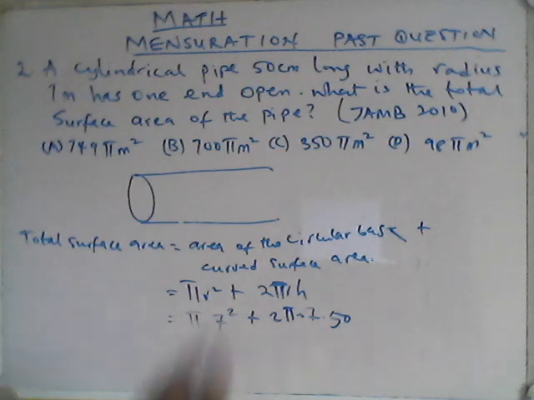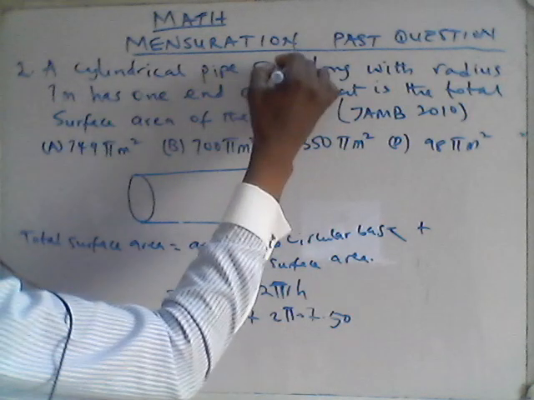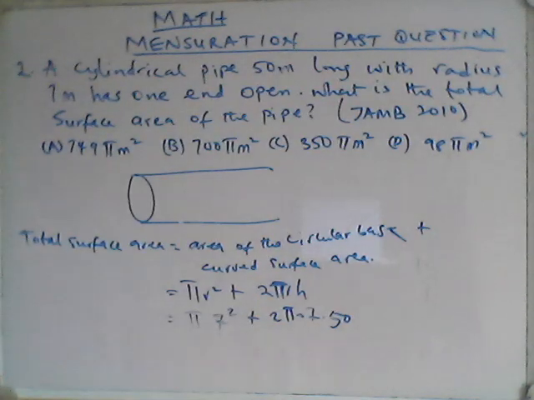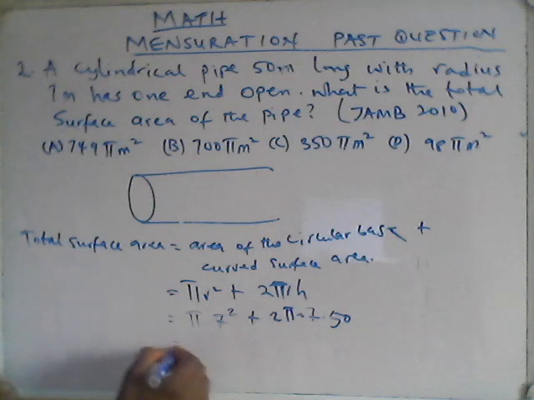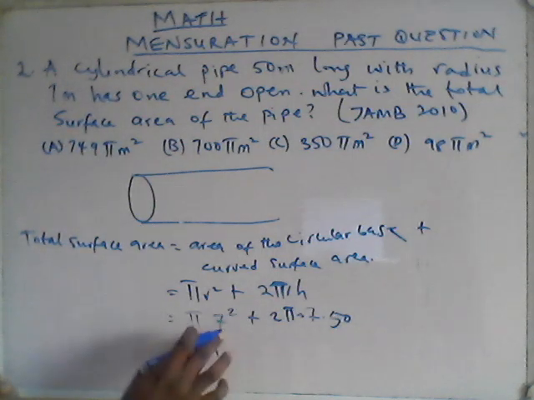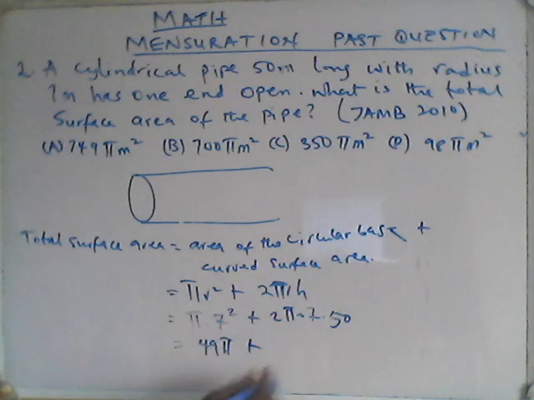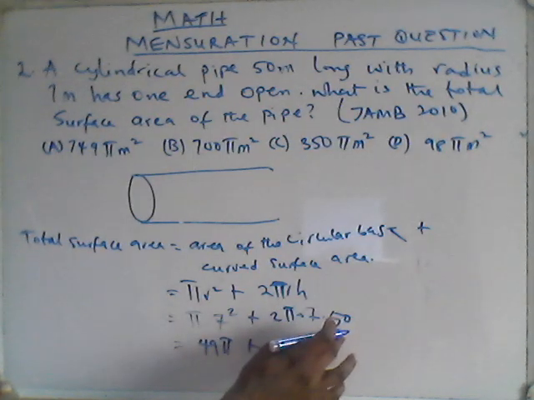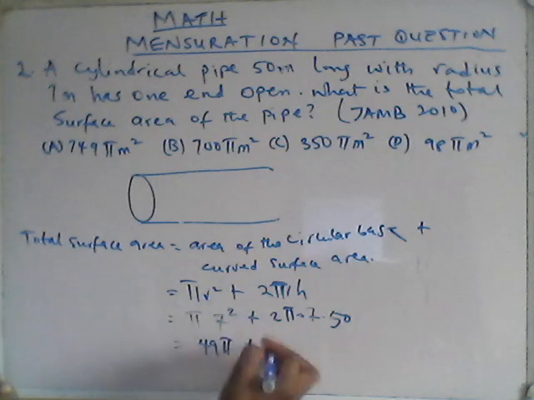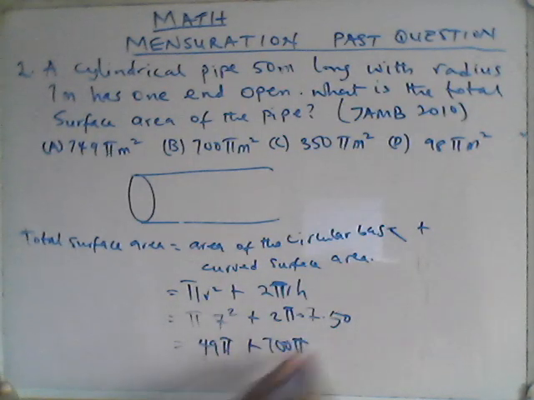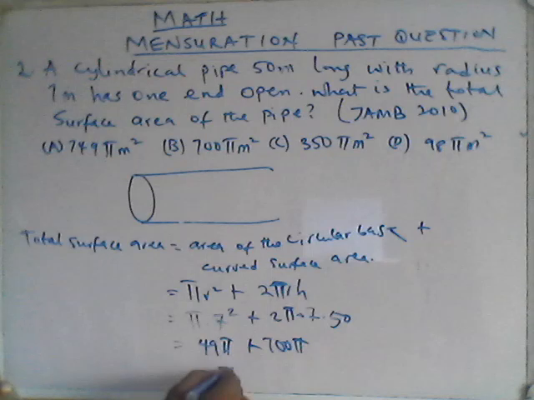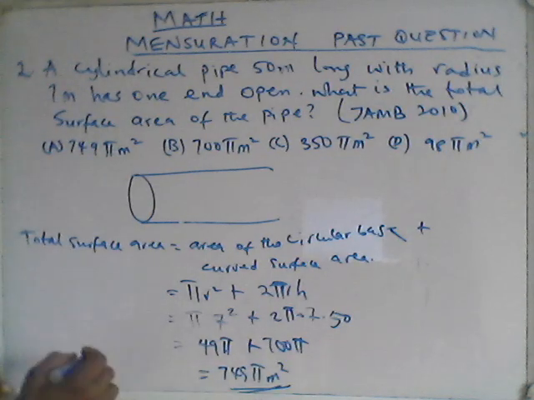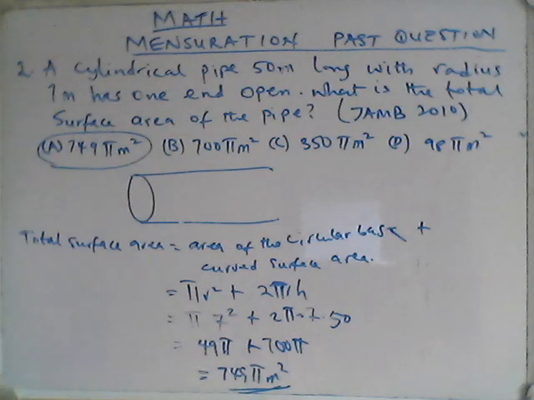Okay, so we'll proceed. I've just been told that this is meters, not centimeters. So I'm correct here. We'll now say 7 squared is 49. So 49 pi plus then 2 times 50 is 100. 100 times 7 is 700. 700 pi. By the time I add it, I'll be getting 749 pi meter square. So the answer should be A. So A is correct in this case. So we'll go to the next question.